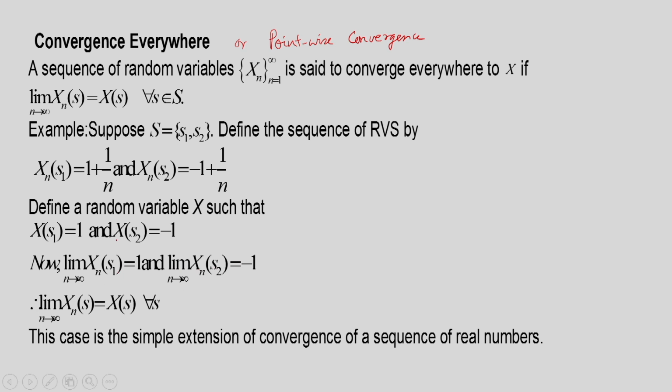Therefore, in this case this sequence xn converges pointwise, or converges everywhere, to the random variable x. So, that way convergence everywhere is just an extension of convergence of a sequence of real numbers. Here we are not considering the property of the random variable, we are simply considering this as a sequence of functions.